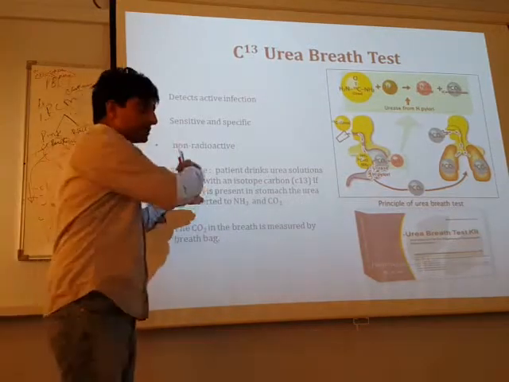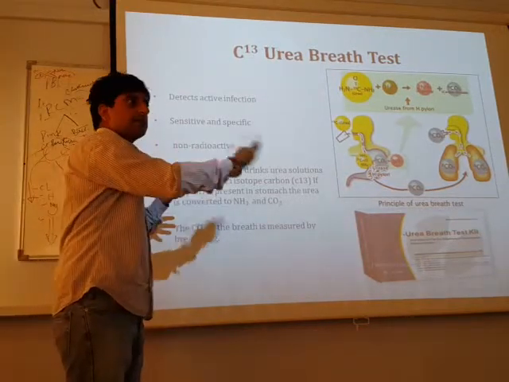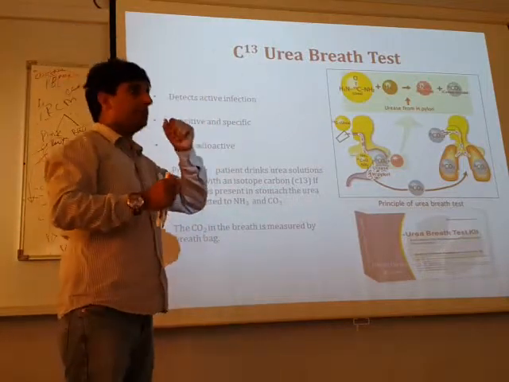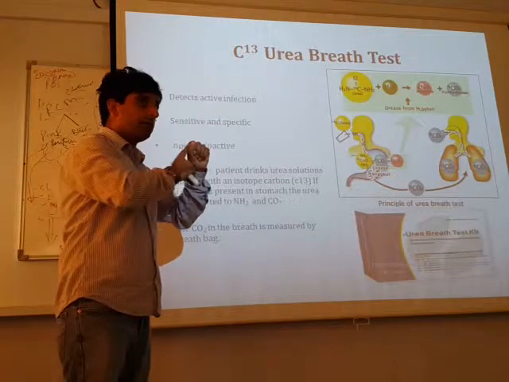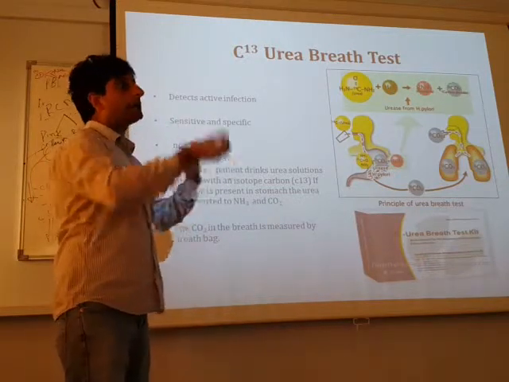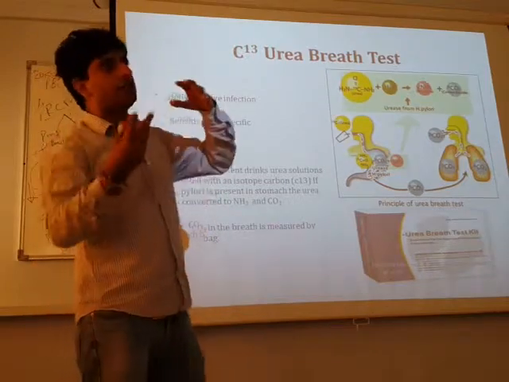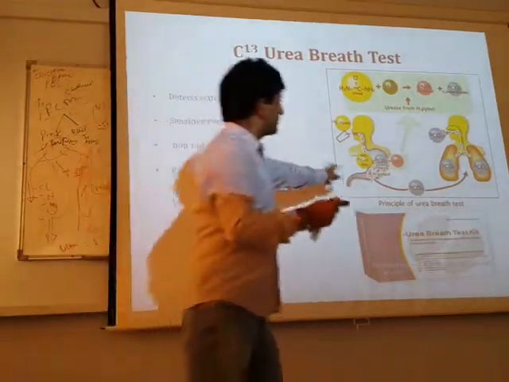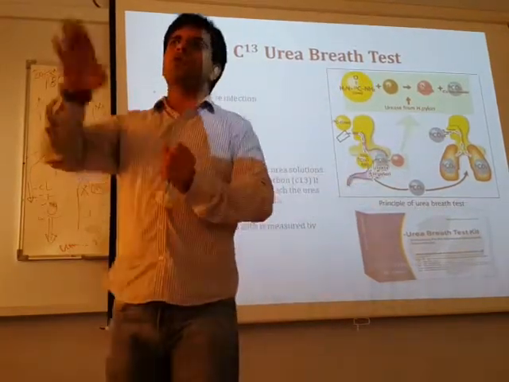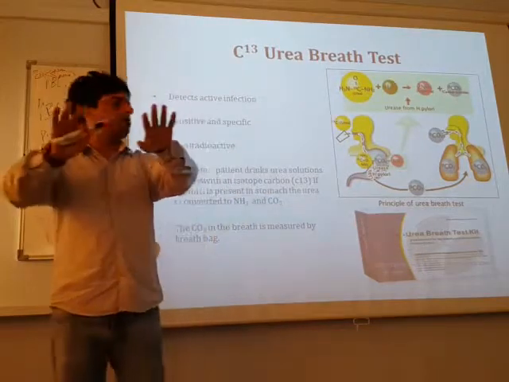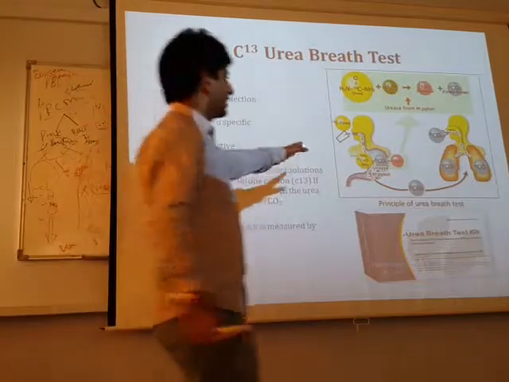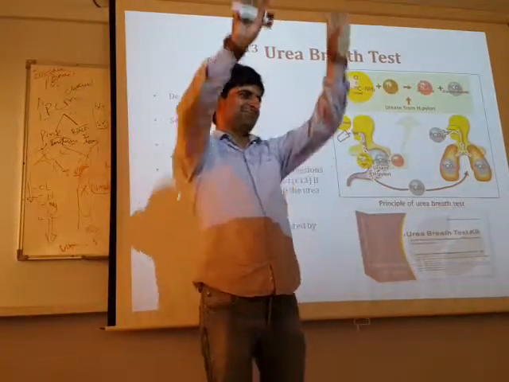If there is a difference between the first and the second test, they say he has the infection, because in the first bag it is carbon 12, normal. After taking the capsule, I have both C12 and C13. C13 will be produced only if there is urease. If Helicobacter pylori is not there, only C12, and the urea goes straight out.